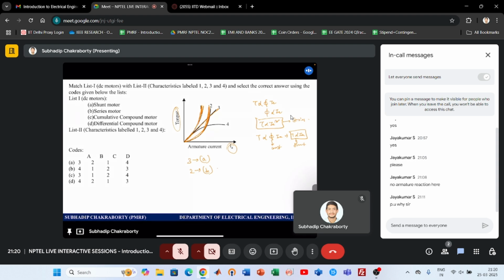This curve will be of the cumulative compound because it has both series and shunt. So much steeper rise, right? So 1 goes with C, and D is the least, the flux, which is decreasing actually because it is differential compound. So the final one, 4, goes with D. So I think this is matching. Yes, A is the correct option. Thank you.